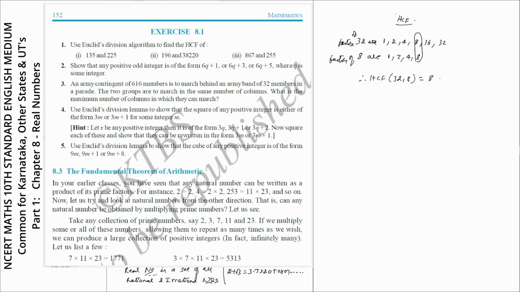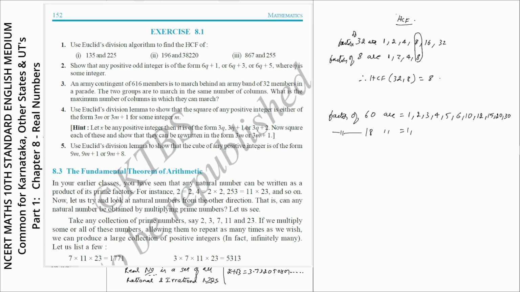Take another example, 60 and 18. What are the factors of 60? 1 is a factor, 2 30s are 60, then 3 20s are 60, then 4 is a factor, 4 15s is 60, then 5 is a factor, 5 12s are 60, then 6 is a factor, 6 10s are 60, 10 is a factor of 60, 10 6s are 60, then 12 is a factor, 12 5s are 60, then 15 is a factor, 15 4s is 60, then 20 is a factor, 20 3s is 60, then 30 is also a factor, 30 2s is 60.